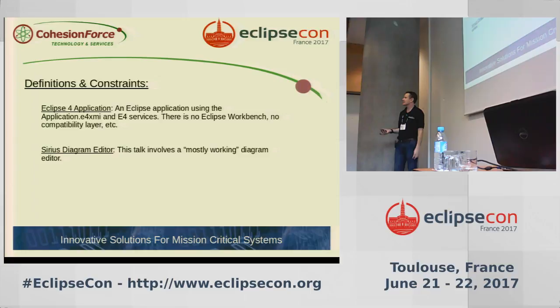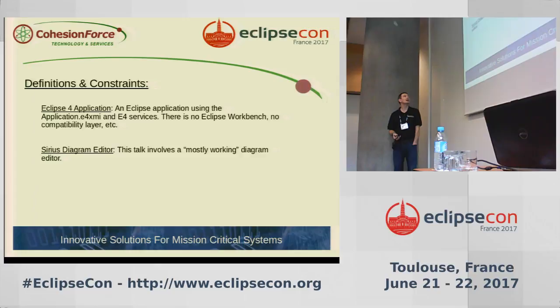So some definitions. By Eclipse 4, what I mean is that there is no available Eclipse 4 workbench. You don't have the help, basically anything using platform UI is going to return a workbench not set up. I can't remember what the actual magic error phrase is that you get every time you try to run. You may have run into that before trying to use something like a properties view in an Eclipse 4 application. By diagram editor, this involves a mostly working diagram editor. Haven't gone through the entire set of features and functions that you can do with that.